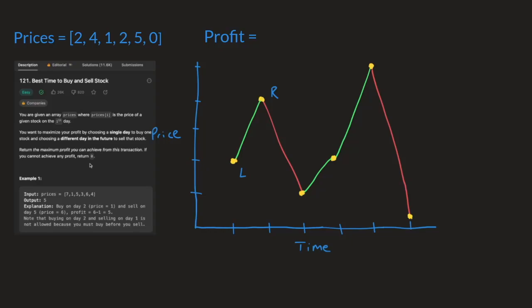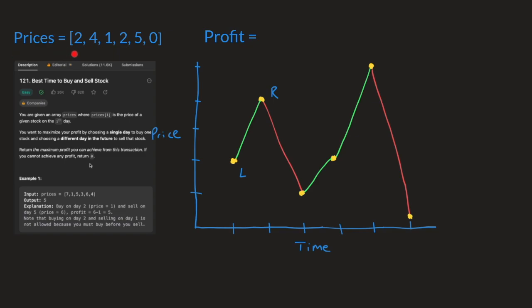You are given an array prices, where prices[i] is the price of a given stock on the ith day. You want to maximize your profit by choosing a single day to buy one stock and then choosing a different day in the future to sell that stock. Return the maximum profit that you can achieve from this transaction. If you cannot achieve any profit, return 0.